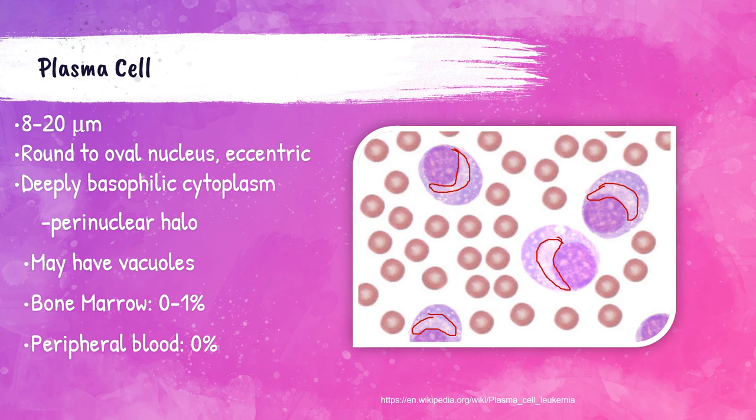So also another thing to look for here is the eccentric nucleus. So you see how the nucleus is just pushed to, let's look at the cell here. So that's the cytoplasm here. Here's the nucleus. You see how it's just pushed off to one side. It's not really in the middle of the cell. That's again another classic plasma cell characteristic.